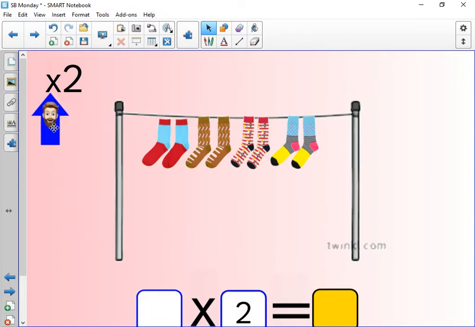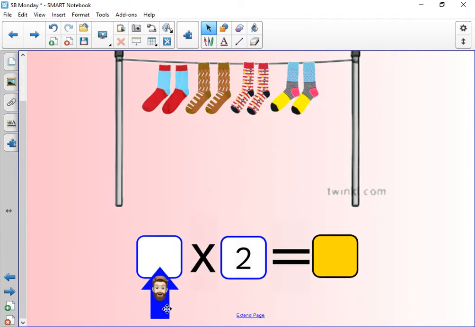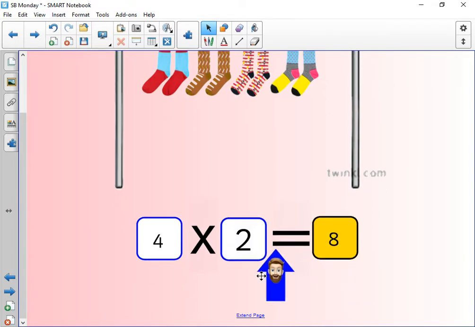Let's look at another times 2 example. So here I've got some socks and they're grouped in twos, aren't they? But how many groups of 2 have I got? Shout out for me. That's right, 4. 4 times 2, 4 groups of 2. And what's the answer? How many altogether? Shout out for me. That's right, 8. Because 4 twos make 8.